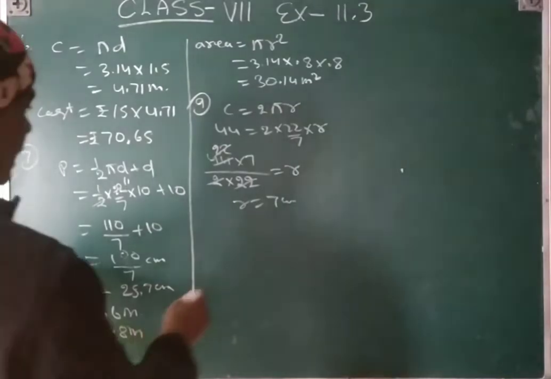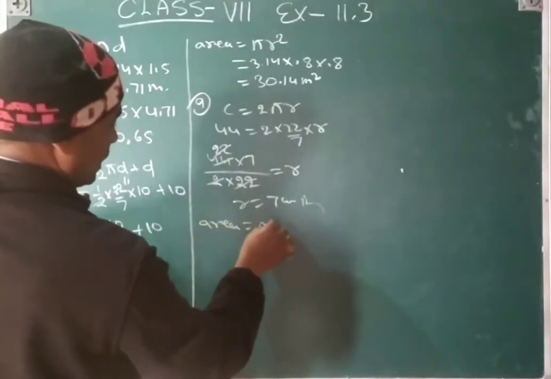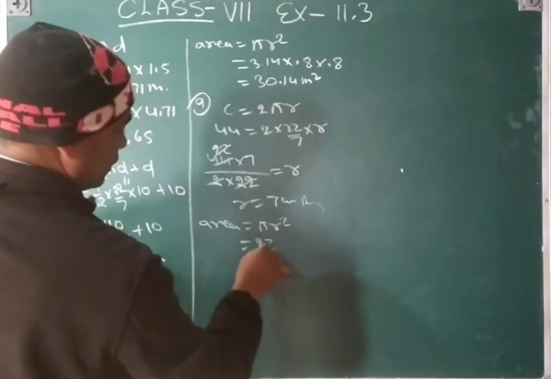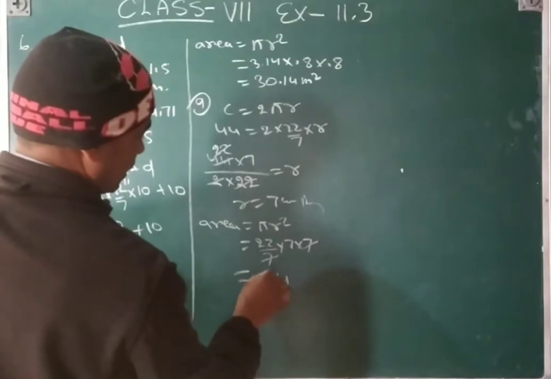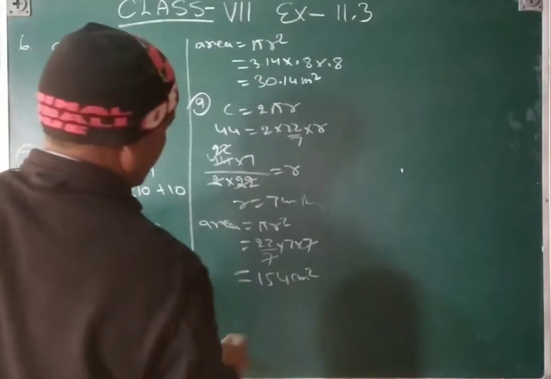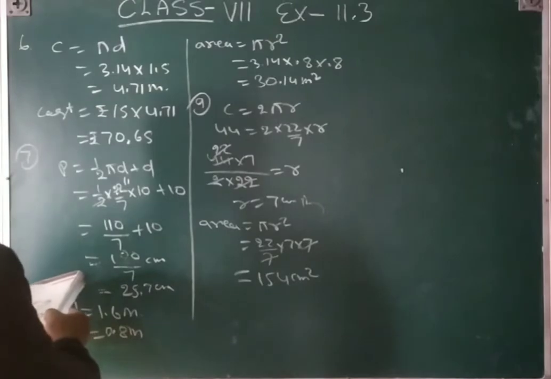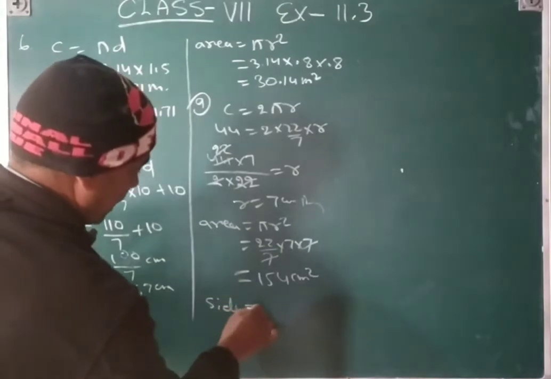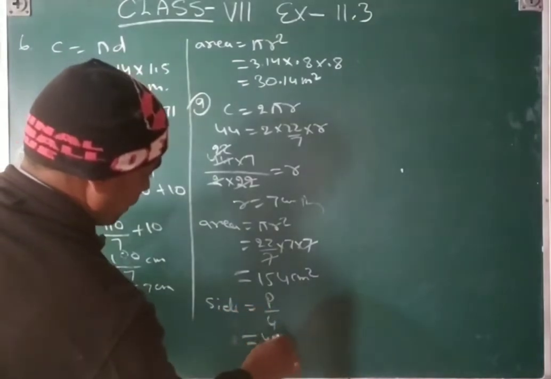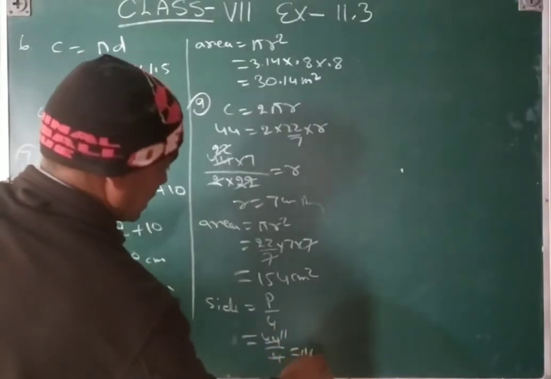Also find its area. That is one answer. So area is equal to pi r square. So 22 upon 7 into 7 into 7. 7 cancels by 7. So 22 into 7 is 154 centimeter square. And then if the same wire is bent into the shape of a square, what will be the length of each side? So side is equal to perimeter upon 4. The perimeter is 44. So 4 11s are 44, so 11 centimeter.